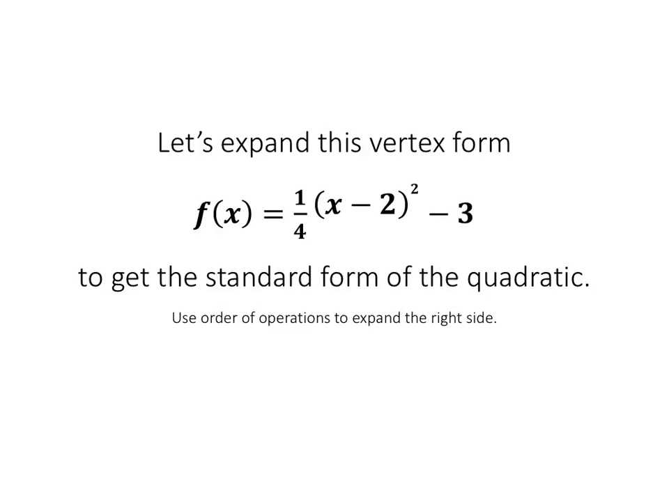All right, so just to verify that vertex form, which is 1/4, you've got a bracket, you've got your x minus 2 on the inside here, and you've got this whole bracket squared, and then you've got your minus 3. So we've got this in vertex form right now. What we want to do is get this into standard form. And the way we're going to do that is use order of operations and expand the right side. So let's do that. If you want, you could hit pause right now before I go to the next slide and give it a shot yourself.